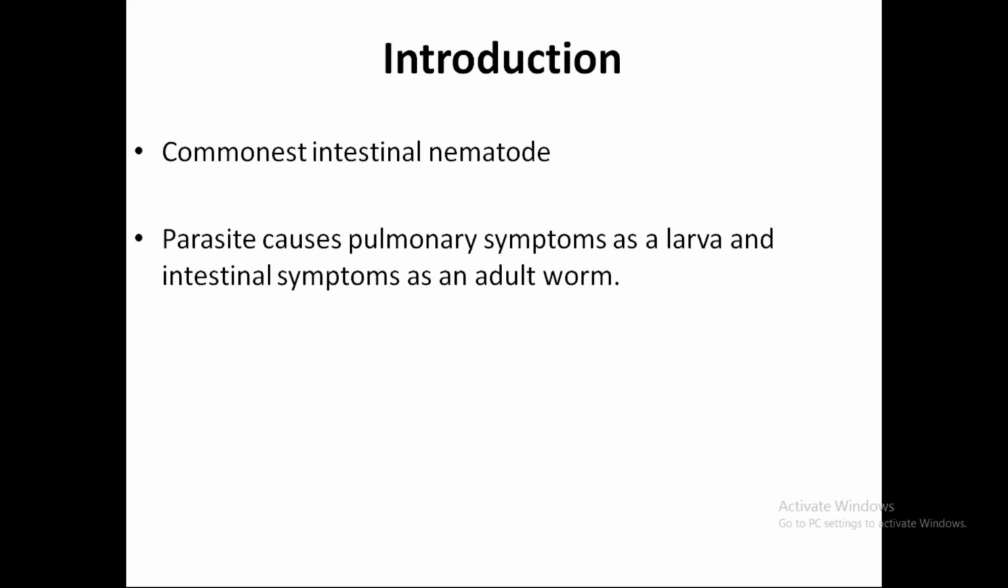Next is Ascariasis, roundworm. It is the commonest intestinal nematode. The parasite causes pulmonary symptoms as a larva and intestinal symptoms as an adult worm.